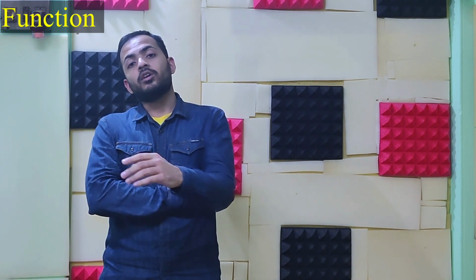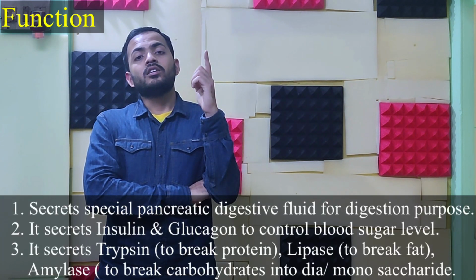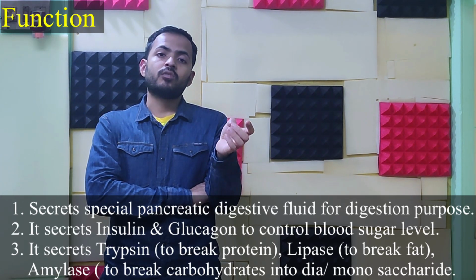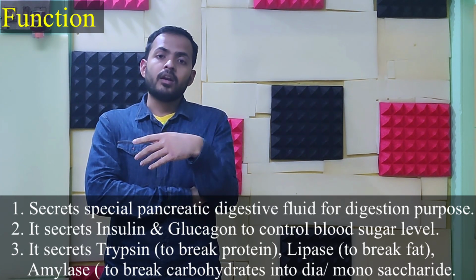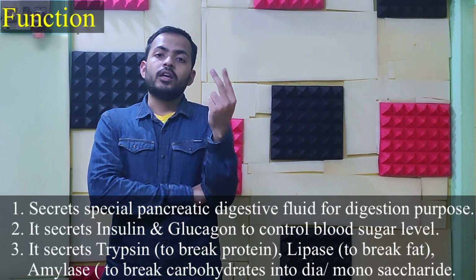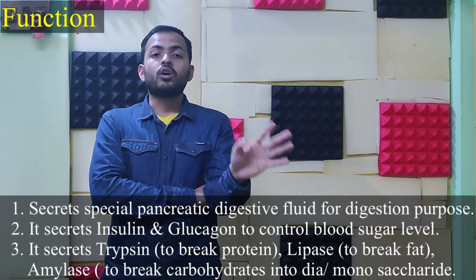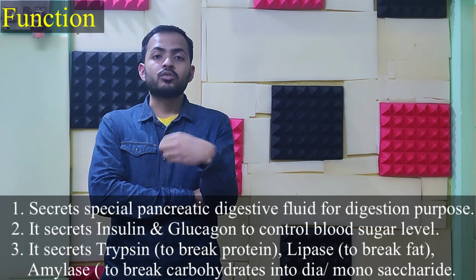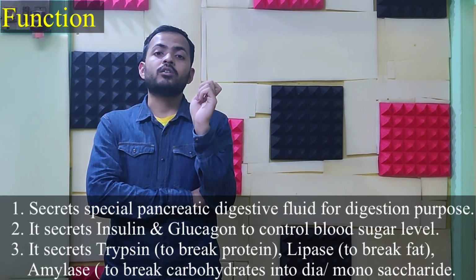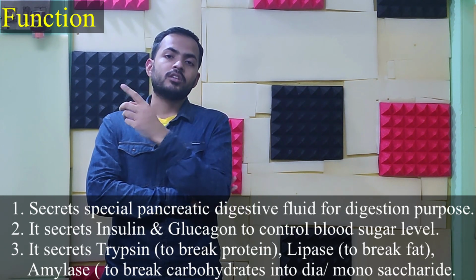Now the function of our pancreas. First of all, it secretes a special digestive fluid, the pancreatic digestive fluid, which helps digestion of whatever we are eating throughout the intestine. Next, it secretes the hormones insulin and glucagon, which control our blood sugar level on a daily basis, and are also related with the disease known as diabetes. I will talk about this later.